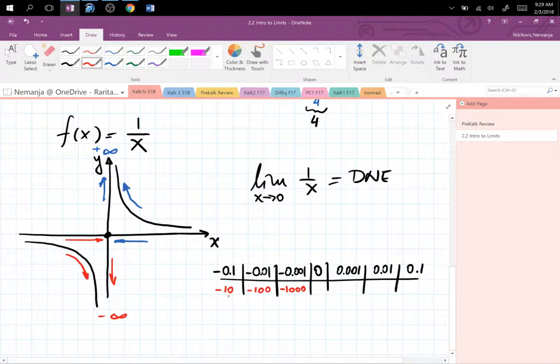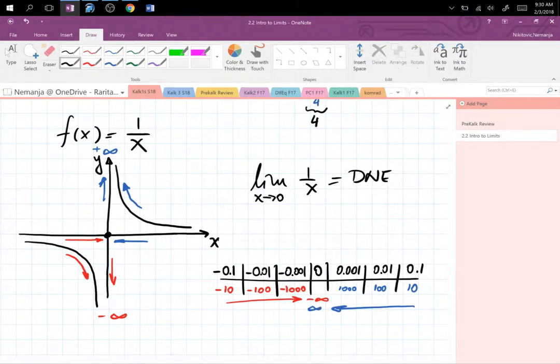And the next numbers would be negative 10,000, negative 100,000, negative million, negative 10 million, and so on. You see that you are going with these to negative infinity. And the blue, all the way at the end, is 10, and then 100, and then 1,000, and there will be 10,000, 100,000, million, 10 million, 100 million, and so on. So these ones go to positive infinity.